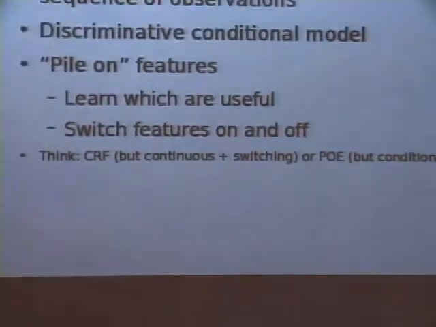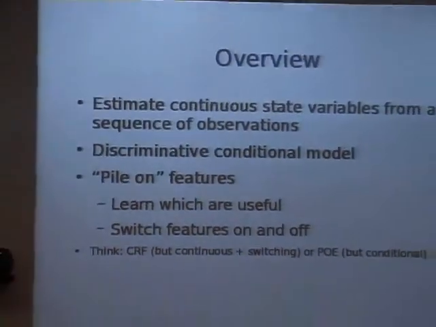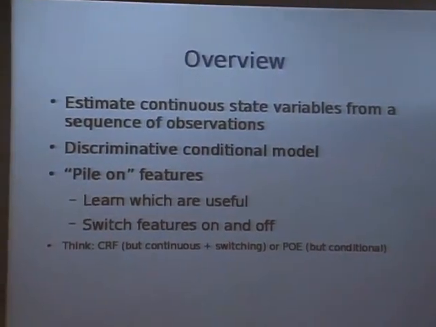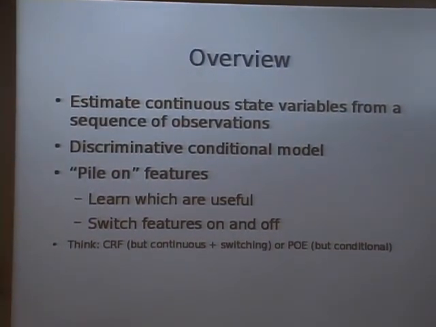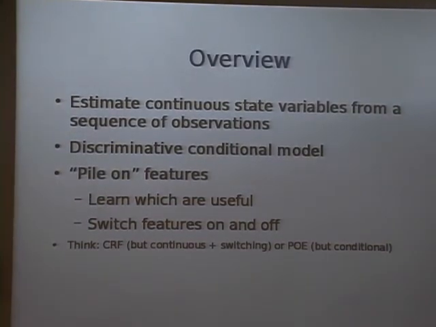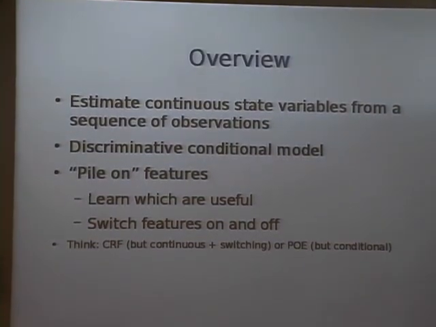So the problem I'm going to address today is that of fitting a probabilistic model to a set of continuous state variables, and we're going to try to estimate these state variables from a sequence of observations. So this is stated kind of abstractly, but a more concrete example might be trying to estimate the location of a basketball, which is a continuous variable that evolves over time, given high-dimensional observations, which are the video sequence.